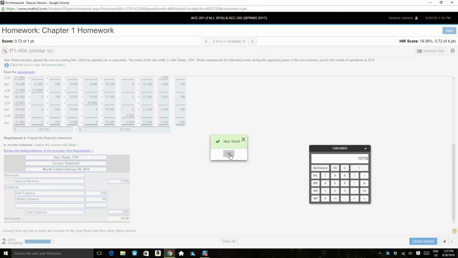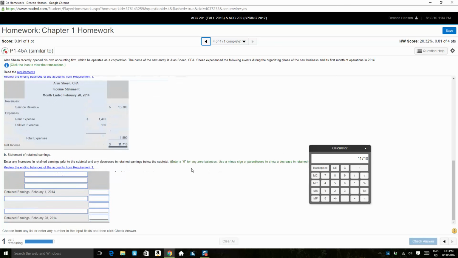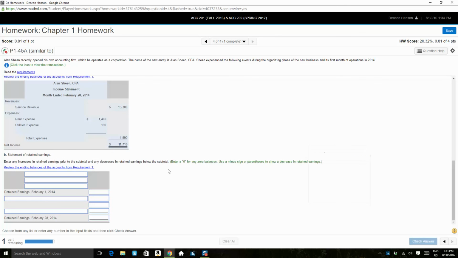Now remember, the statement of retained earnings, same way, headed up, Alan Sheen. Now we name the statement of retained earnings, and this is also for the month ending February 28, 2014. So he's a brand new company, he doesn't have any retained earnings to start with.